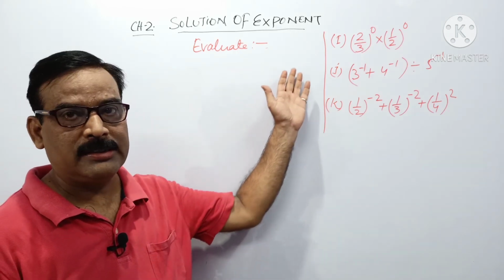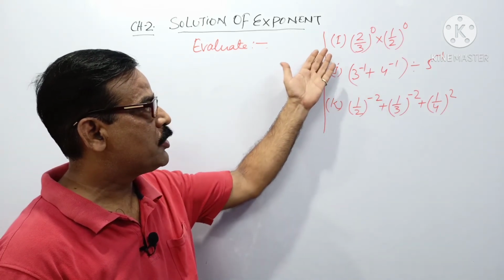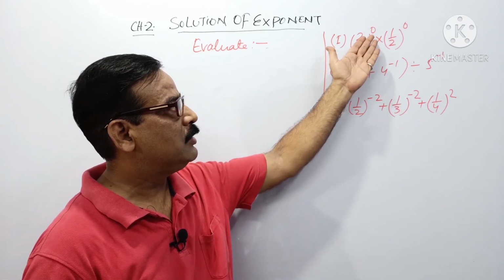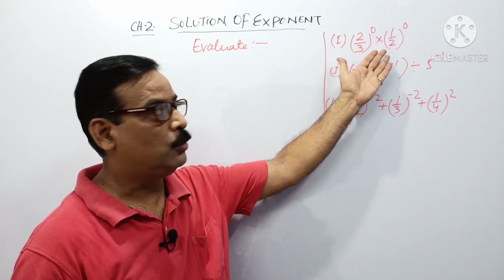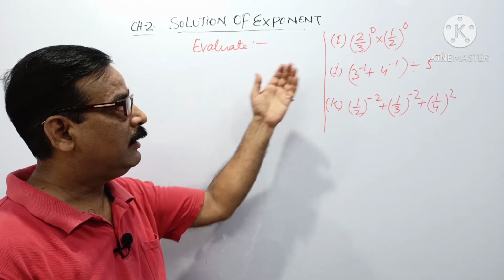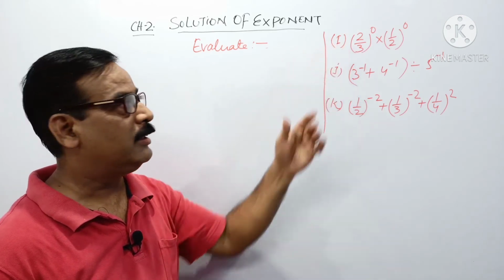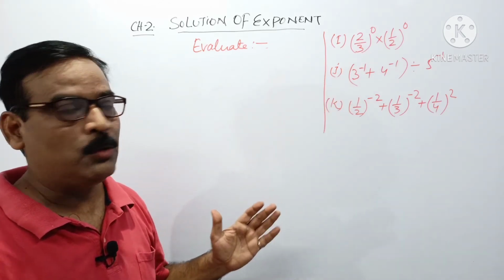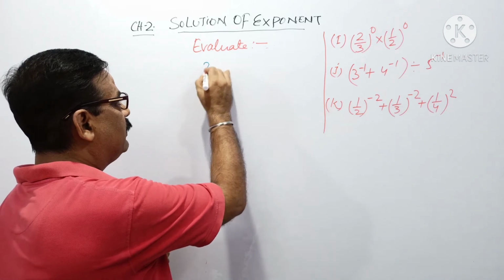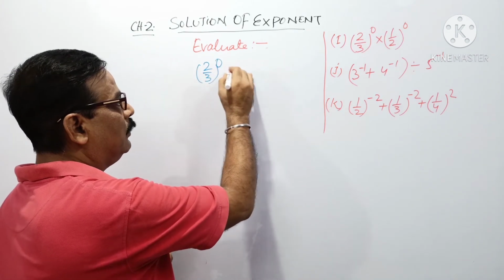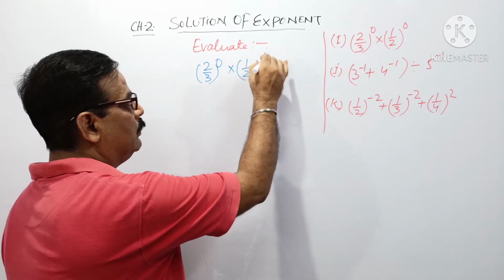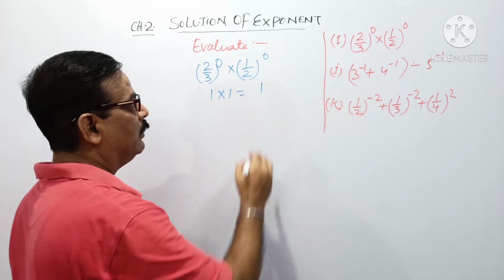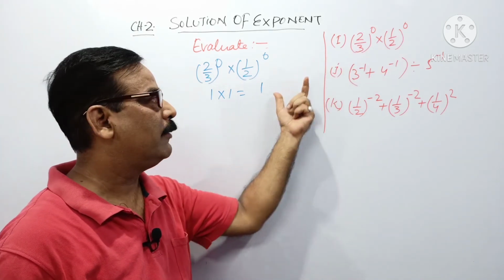Now guys, moving towards the next question, question I, which tells us that the base is 2 by 3 with power 0, multiplied by 1 by 2 with power 0. We have already learned about this according to the law of exponents: any number which has power 0 is equal to 1. So from here we can write 2 by 3 to the power 0 into 1 by 2 to the power 0. So we can write 1 into 1, which gives the result 1. So the answer of this question is 1.